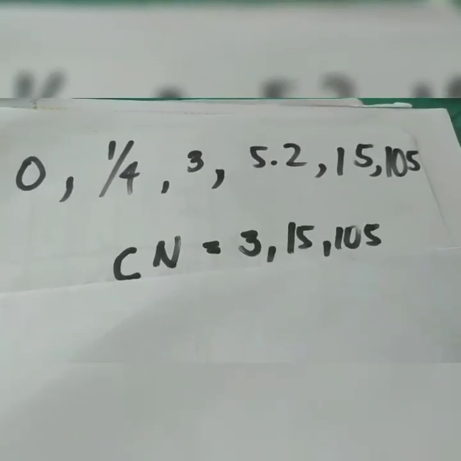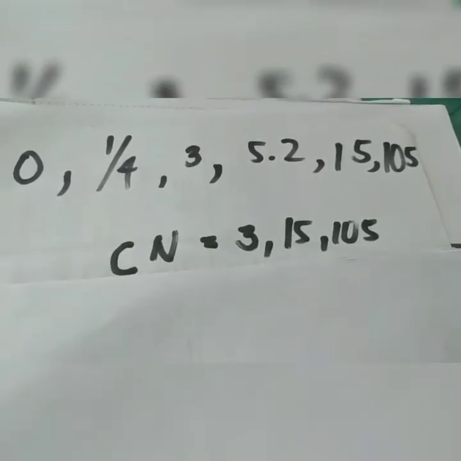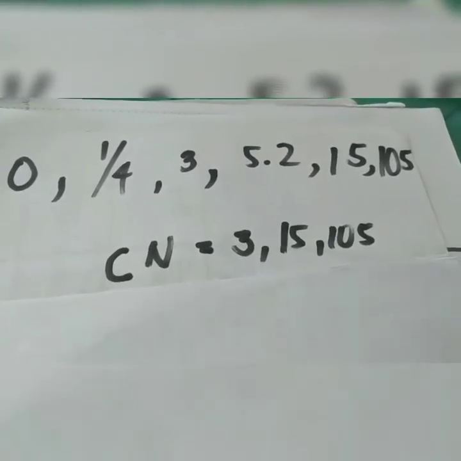Okay, take a look at these numbers. Identify which are counting numbers and which are whole numbers. Yes, that's right. Counting numbers are 3, 15, and 105. How about whole numbers? Yes, correct. 0, 3, 15, and 105. Because whole numbers start with 0 together with the counting numbers.